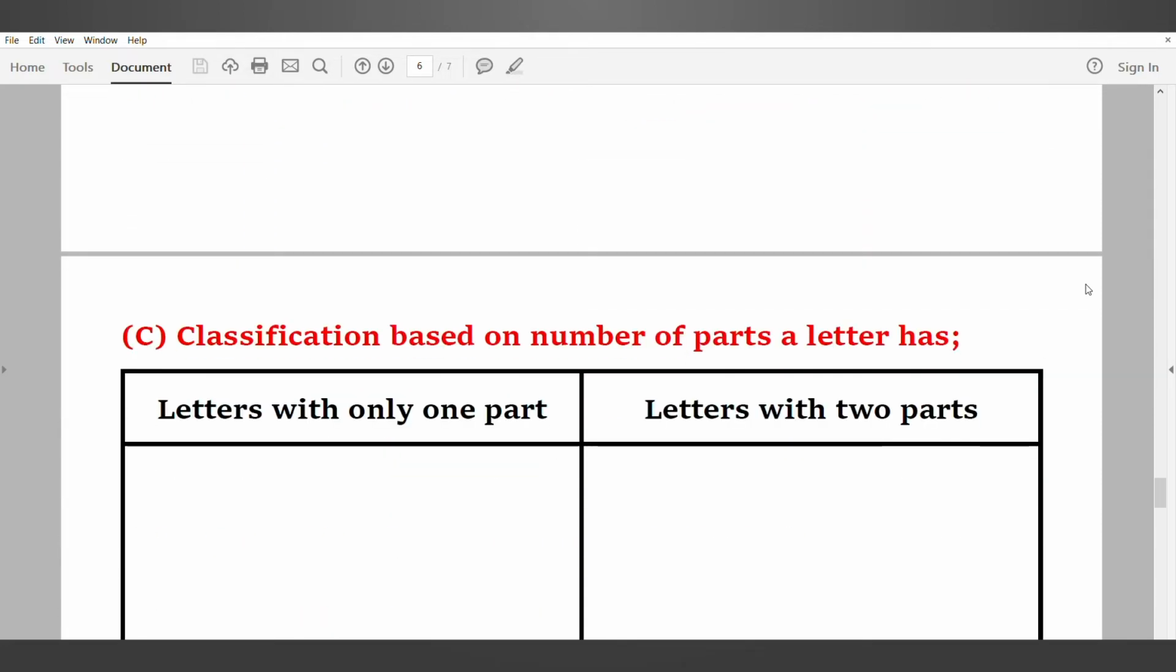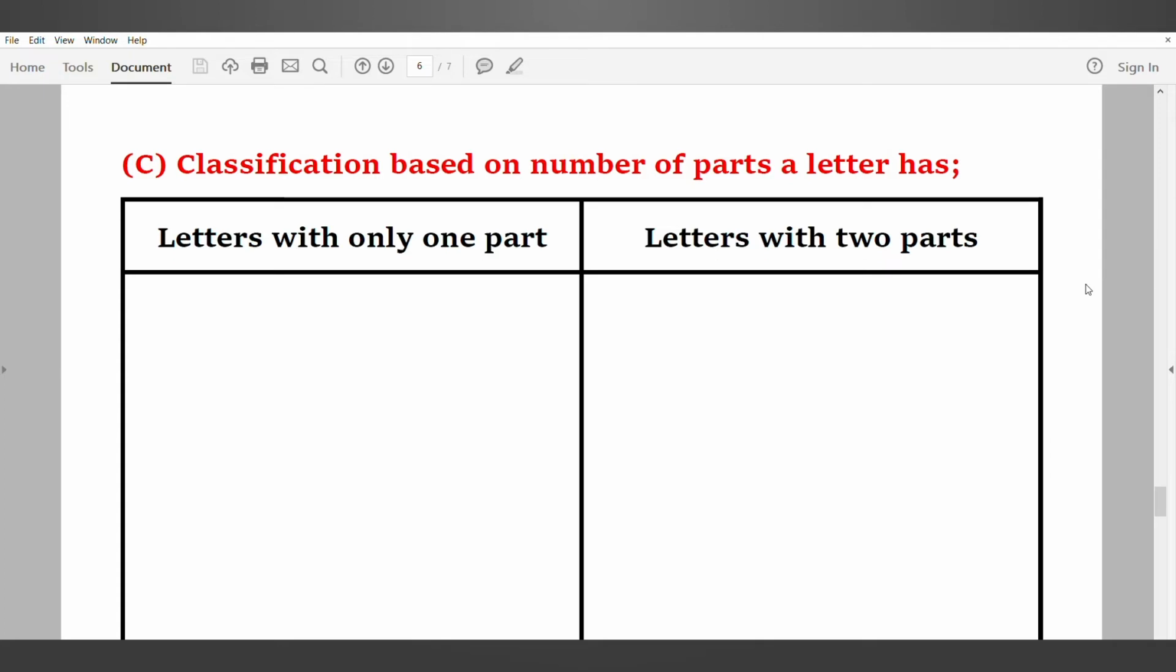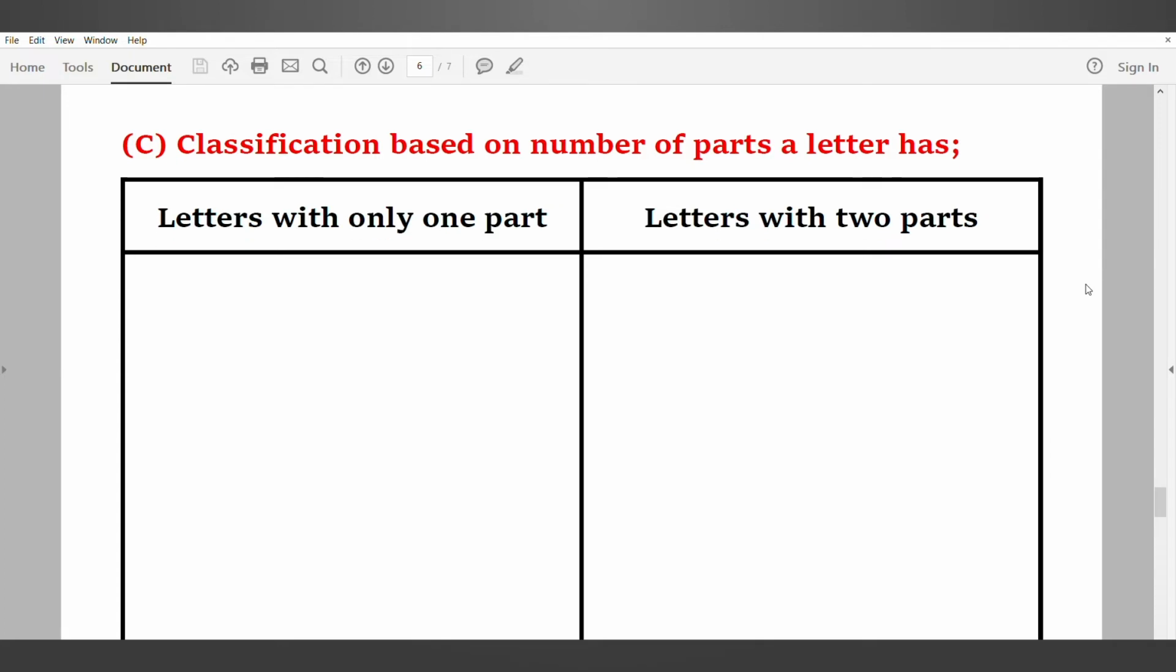The third one will be in page number 6. You will see the classification based on the number of parts. Some letters contain only a single part like this one, and others have 2 parts or multiple parts like this one, right? So again, you will write all Arabic letters in these 2 categories.